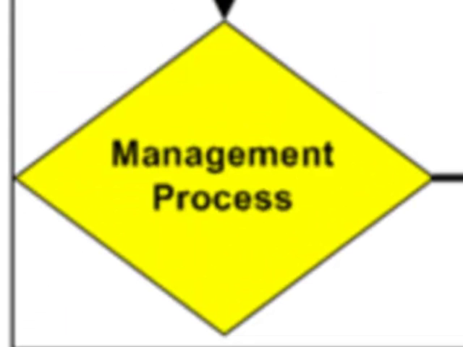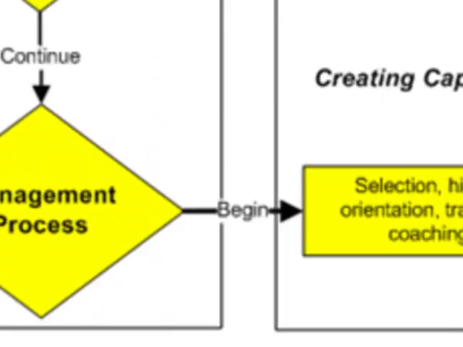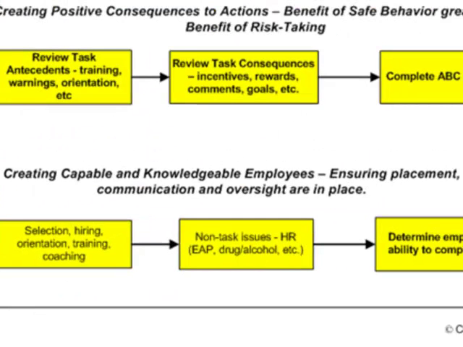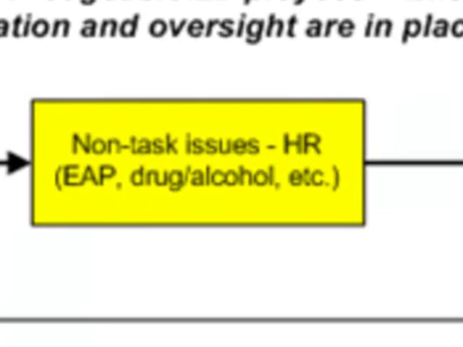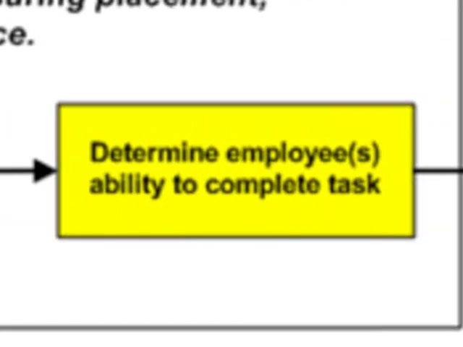The third phase is the management process. Are we creating capable and knowledgeable employees? Are we ensuring good placement, communication, and oversight is in place? We need to look at our selection, hiring, orientation, training, and coaching procedures. We look at non-task items that come out of human resources like the EAP programs, drug and alcohol programs, the many things that are not based on tasks but that assure that we have a good quality employee in place. From these things we determine if the employee has the ability to complete the task.